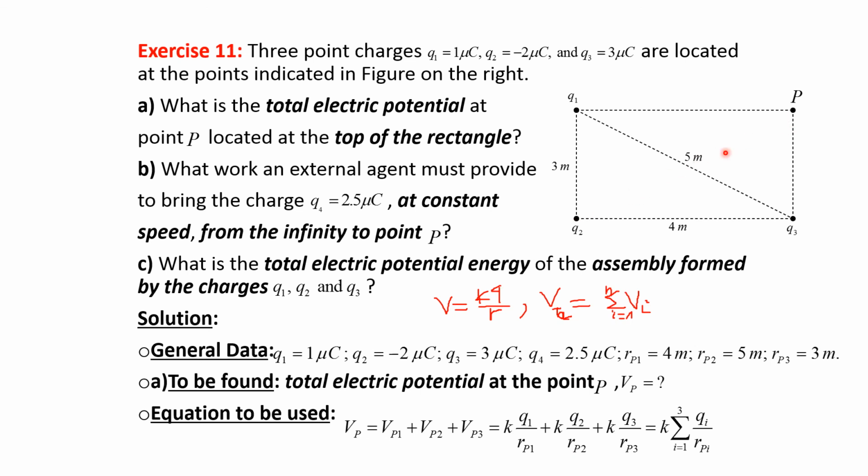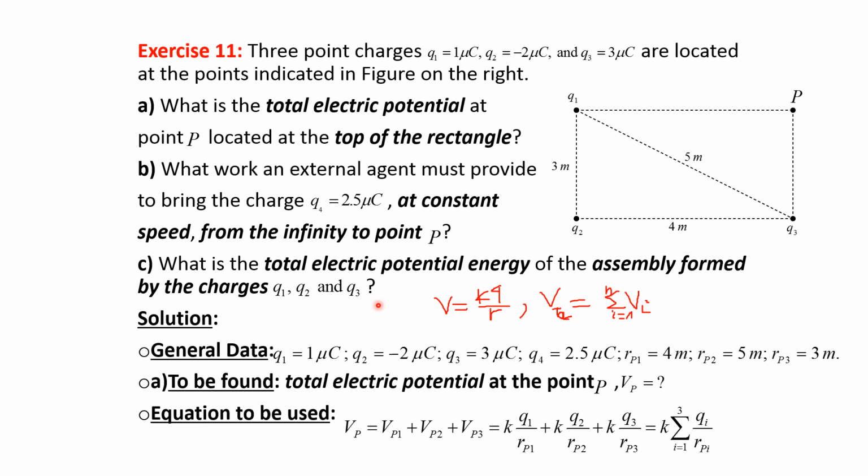RP2 is 5 meters because here we have a rectangle and the diagonal of the rectangle is given to be 5 meters, where the distance between Q1 and P is 4 meters, plus KQ3 over RP3, where RP3 is 3 meters. And in sub question B, we are asked to determine the work an external agent must provide to bring a charge Q4 equal to 2.5 microcoulomb at a constant speed from infinity to the point P.